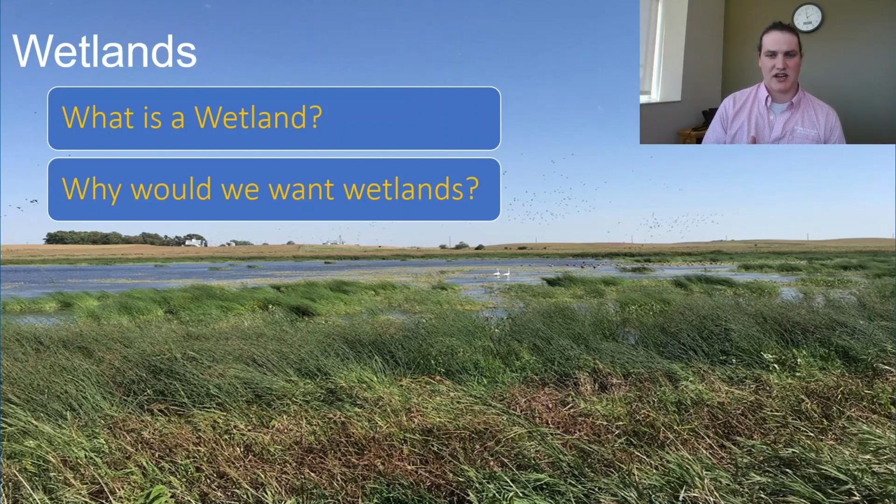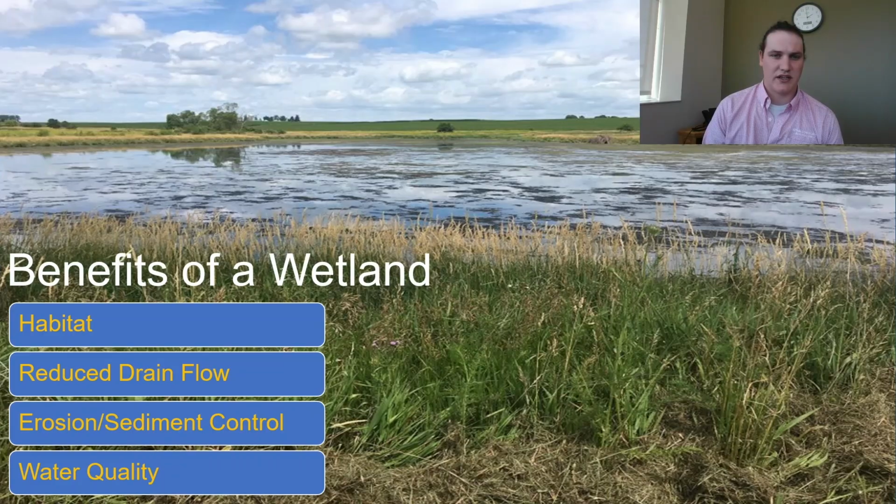So a wetland is just kind of a shallow body of water that is treating some of these nitrates. It can be along a stream. It can be just out in the middle of a field where you got tile water coming into it, but just an area that is ponded that is going to be treating some of these. So why would we want wetlands? They're very good habitat, great water quality, help with erosion. So let's talk about some of these benefits.